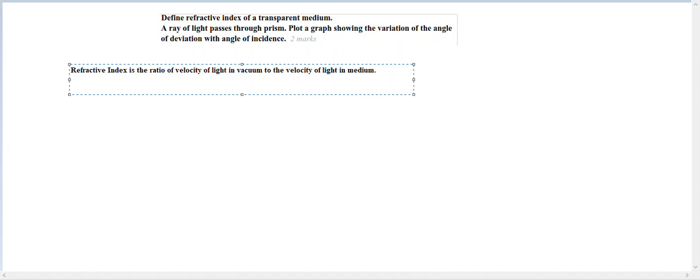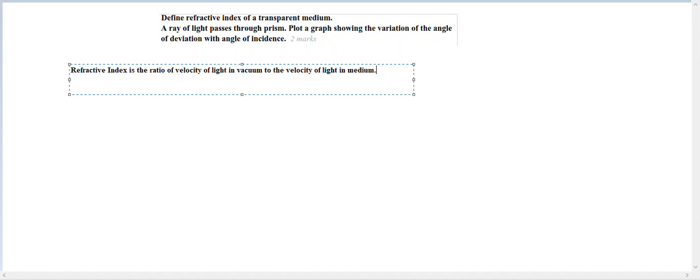So let's study a question. It says: define refractive index of a transparent medium, and then a ray of light passes through a prism. Plot a graph showing the variation of the angle of deviation with the angle of incidence. Alright, so what is refractive index?